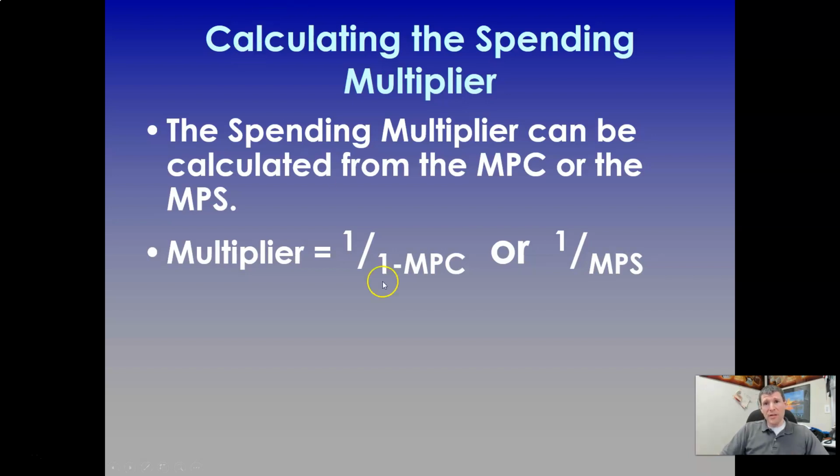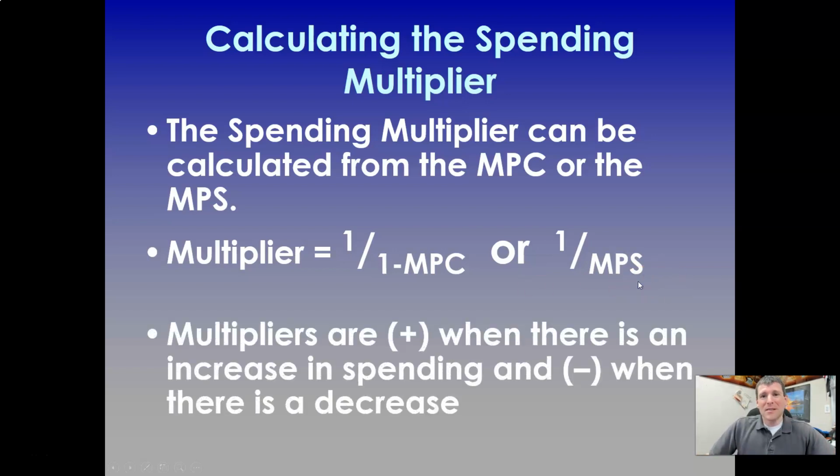We're going to calculate it with this. You can look at this, but really just remember this guy over here, 1 over MPS. If you know MPS is equal to 1 minus MPC. So 1 over MPS is going to be the spending multiplier, right? MPC and MPS have to equal 1, so if you got one, you got the other one.